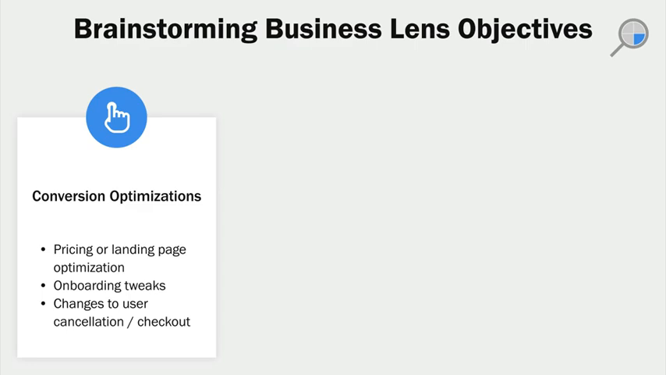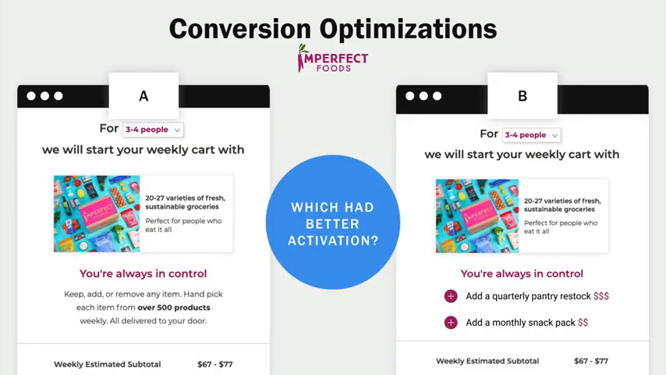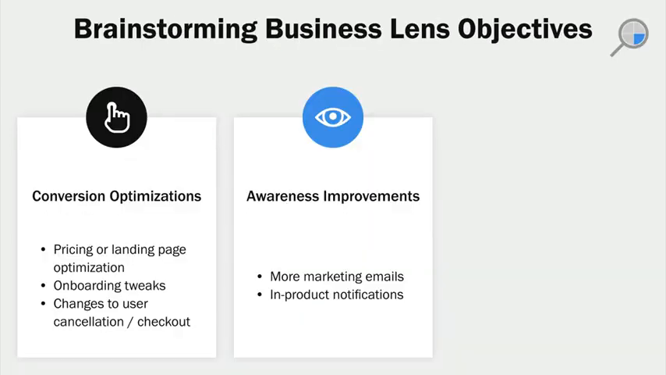The first category is conversion optimizations, such as pricing or landing page optimization, onboarding tweaks, and changes to user cancellation or checkout flow. An illustrative example of this is the A/B testing done at Imperfect Foods. They tried onboarding flows with and without add-on suggestions to see which had better user activation. They additionally tried different checkout designs to see how they might improve their cart abandonment rate.